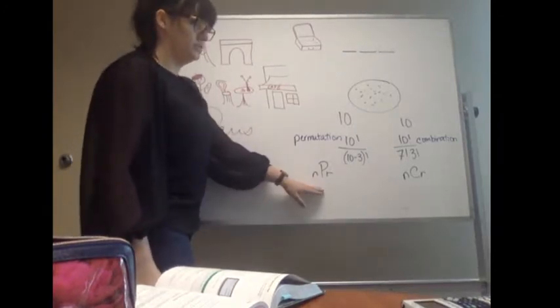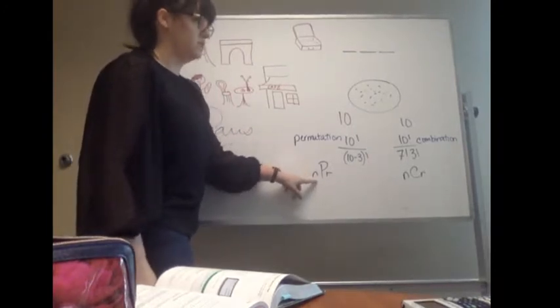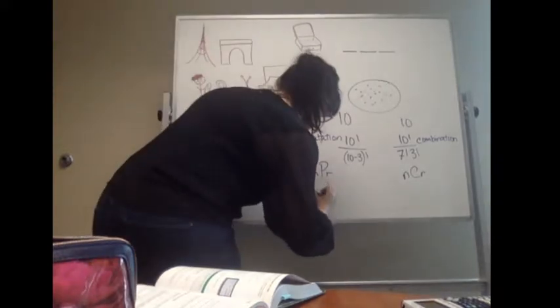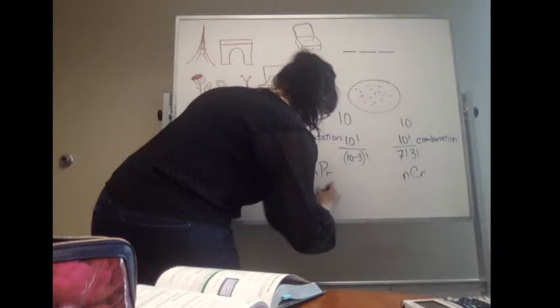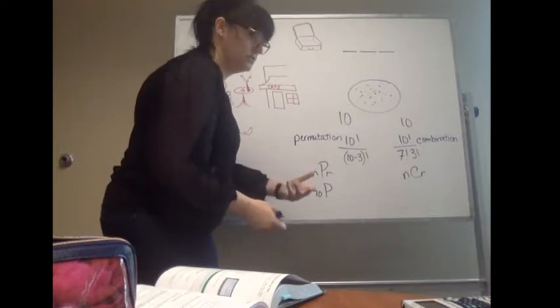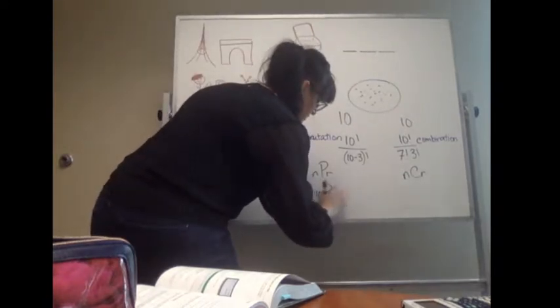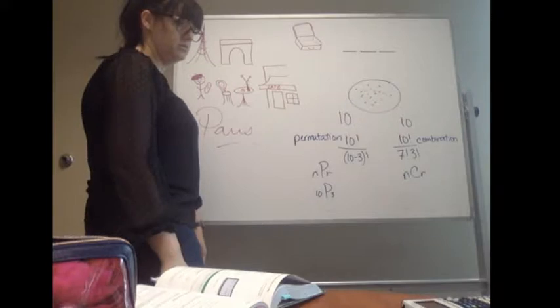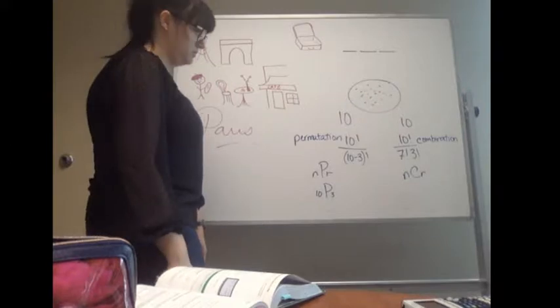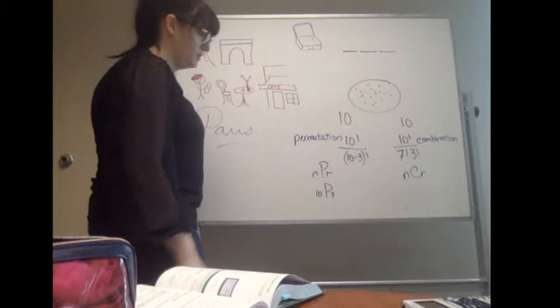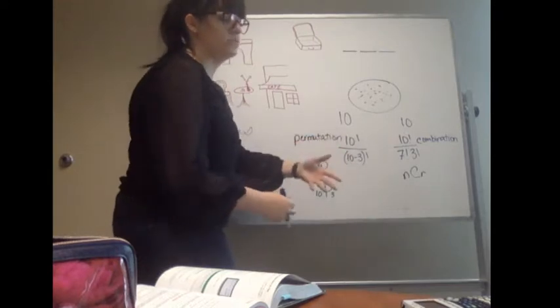So for permutation, n is how many things there are to choose from. So in this case, it would be 10. P, and then r is still how many places we are choosing them for. So in this case, it's 3. And 3 is how many places, how many winners there are.